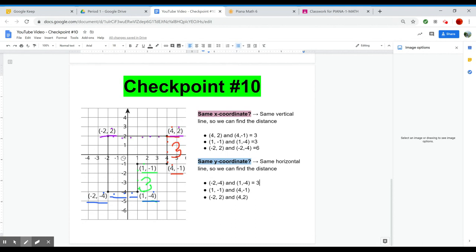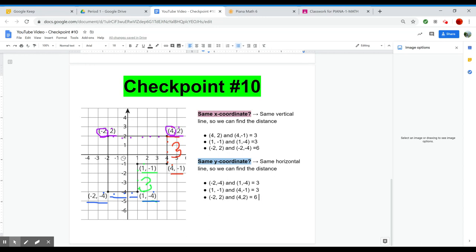But if we don't have boxes, we can look at the x coordinates. We have -2 is 2 away from the y-axis, and then 4 here is 4 away from the y-axis, 2 plus 4 is 6. So we can check our work there. And I'll go ahead and just write this, our other distance.